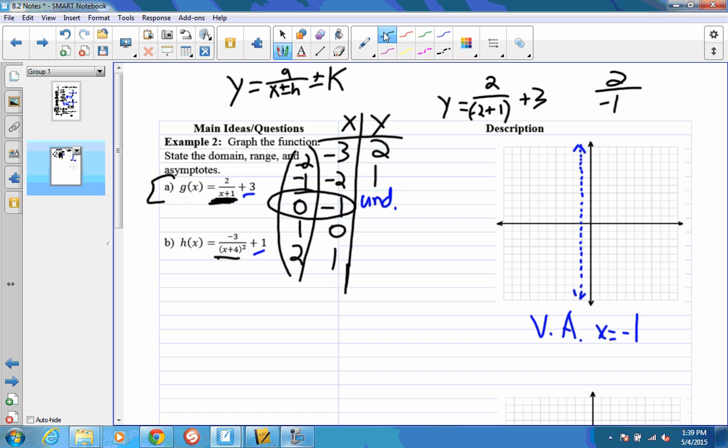Plug in 0. What's 0 plus 1? 1. 2 over 1 is 2, and plus 3 is 5. Do 1. 1 plus 1 is 2. 2 over 2 is 1. Plus 3 is 4, right? Yeah. Okay.